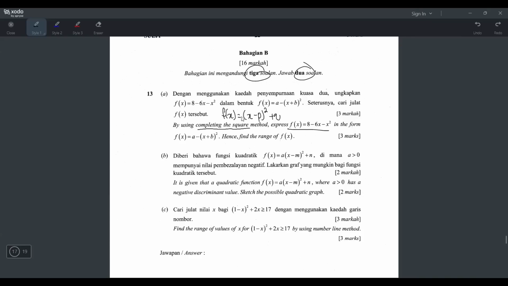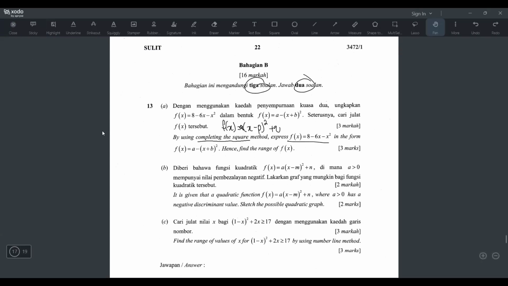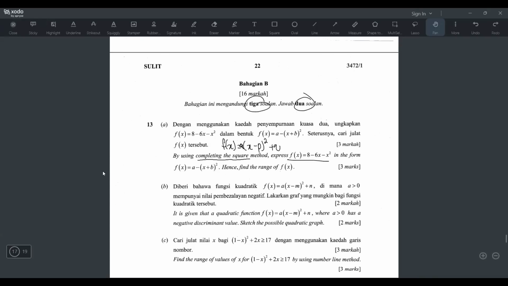And then another difference is they already tell you the a here. Actually there's an a here, I forgot to write. So this one, the a, they already tell you is negative already. Alright? But what you need to know is you have to do completing the square. Right? So let's do completing the square now.